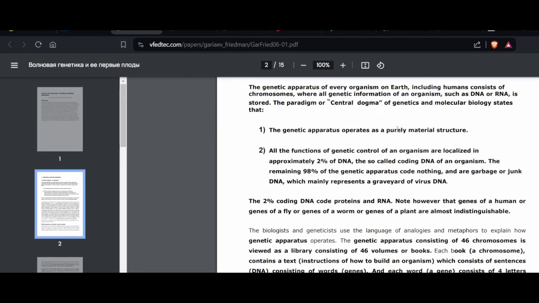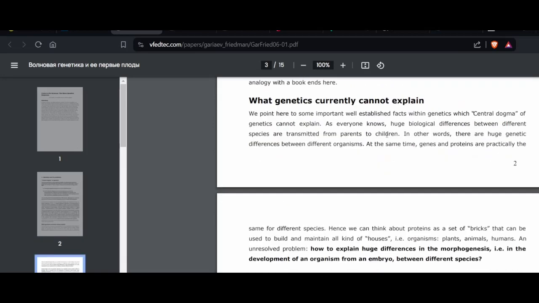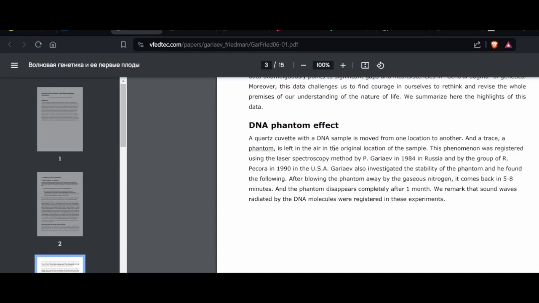And so they're going to go through a little bit about the traditional genetics here. But here we get to their phantom effect, and so they're going to set it up. And I'm just going to read a little bit from here. So they find this phantom registered using laser spectroscopy. So you find this phantom effect, and you spray gaseous nitrogen in the area, it's supposed to clear out the area, it's supposed to disperse the energy. That phantom effect comes back in 5 to 8 minutes. The phantom disappears completely after 1 month.